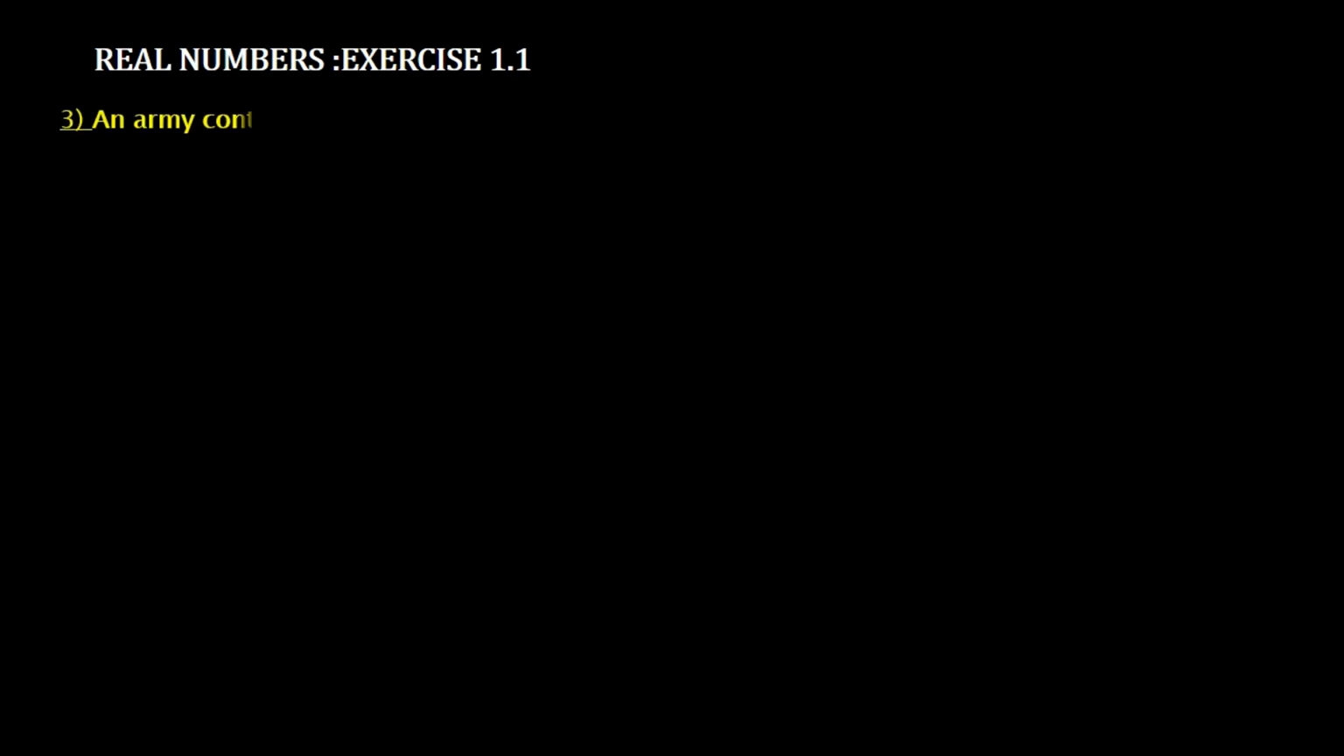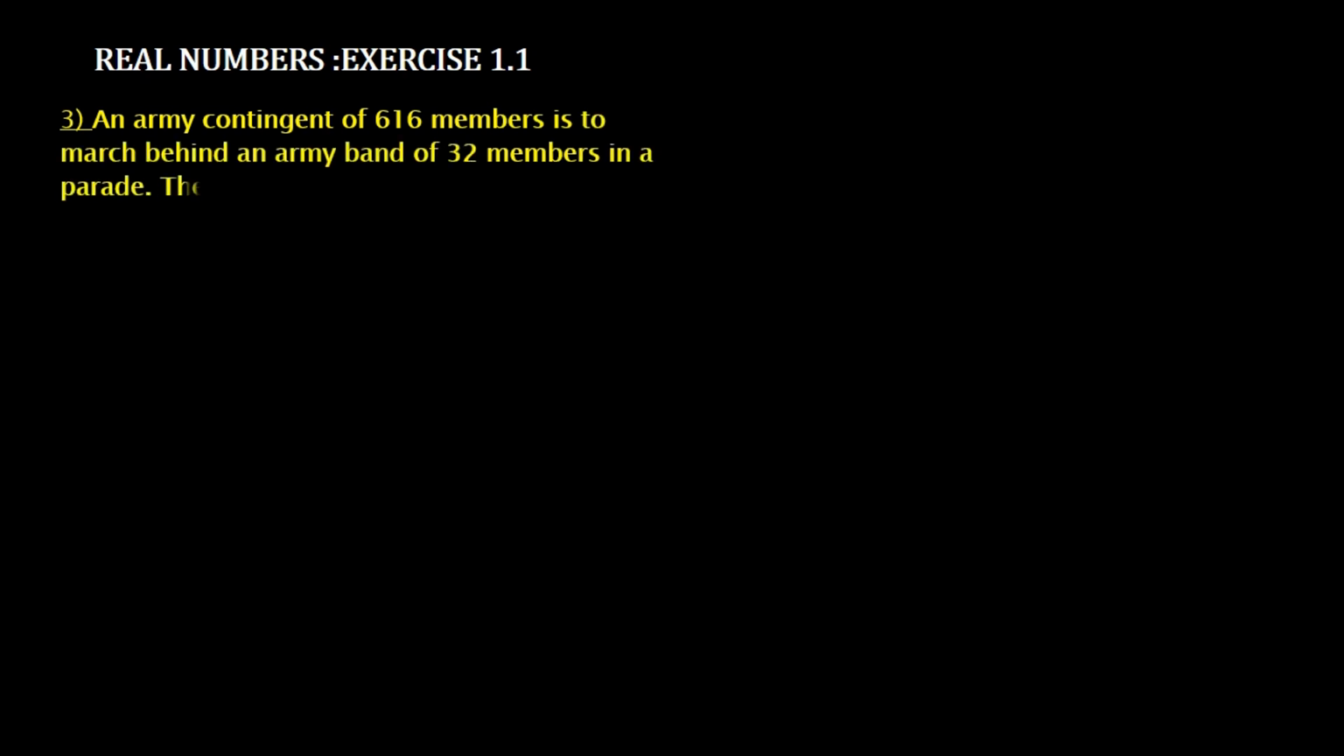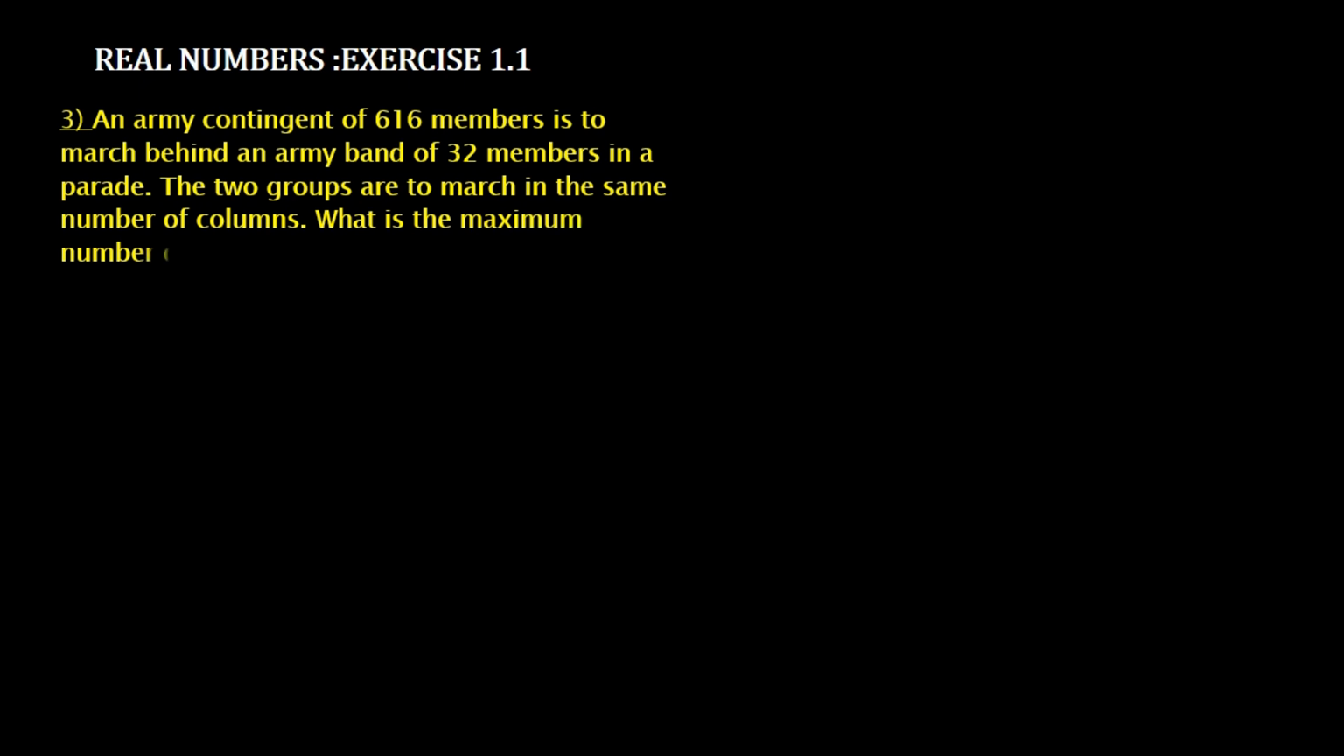An army contingent of 616 members is to march behind an army band of 32 members in a parade. The two groups are to march in the same number of columns. What is the maximum number of columns in which they can march?